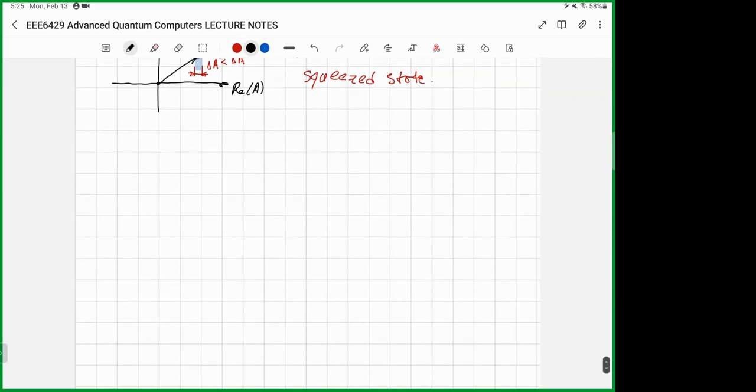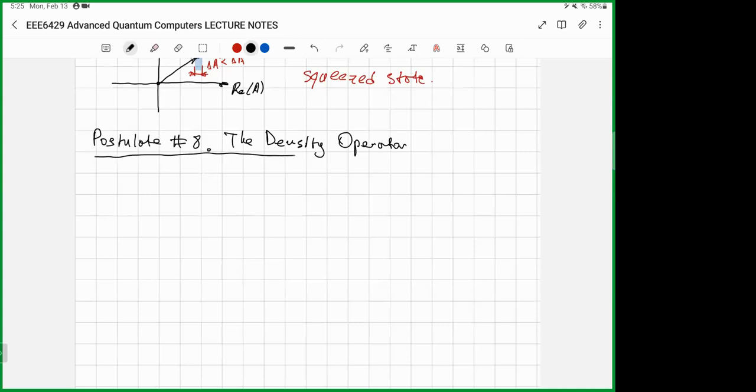Very good. So now we can go to postulate number 8, the density operator. So what is this about?